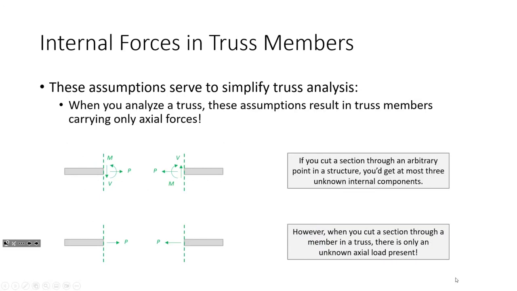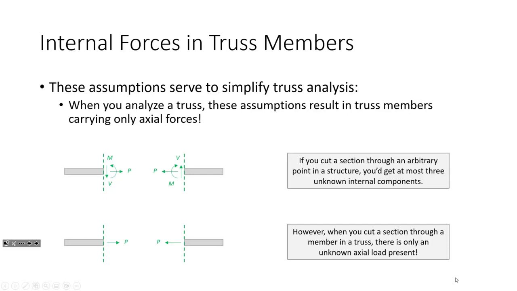So the idea, from a mechanics perspective, is that if those three assumptions hold, if we're looking at an arbitrary structure and you cut a section through a member, you have unknown shears, unknown moments, unknown axial forces. However, when you cut a section through a truss member, because of those three assumptions, we can rest assured that there are only axial forces in the member, and that's it. Because we are fabricating them that way, and we are loading them that way so that that won't happen. That's kind of the point of this.